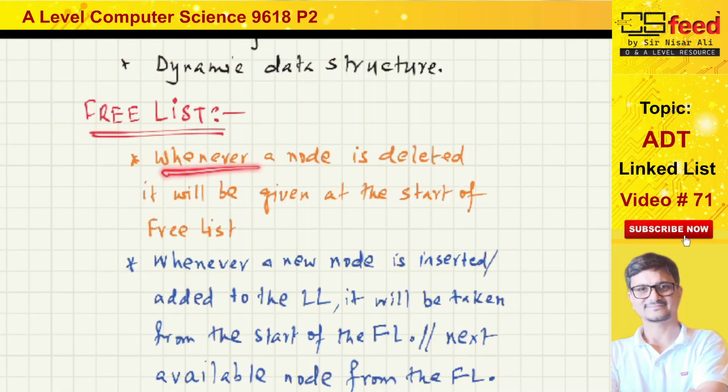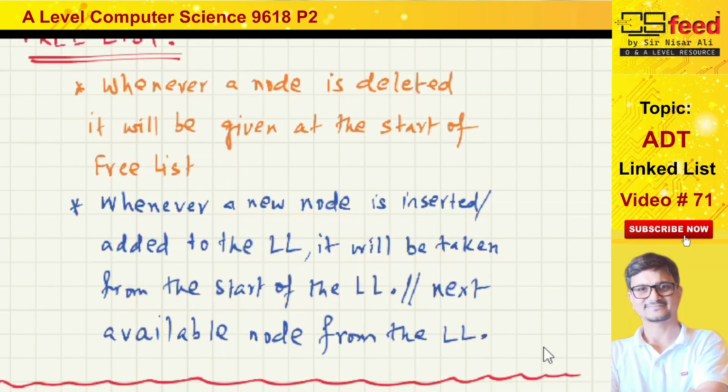Whenever a node is deleted, it will be given to the start of the free list. And whenever a new node is inserted or added to the linked list, it will be taken from the start of the free list. So either we are deleting or adding, we are giving back to the free list, or we are borrowing from the free list. So this is important. The free list is always picking the next available node whenever a new node is inserted.